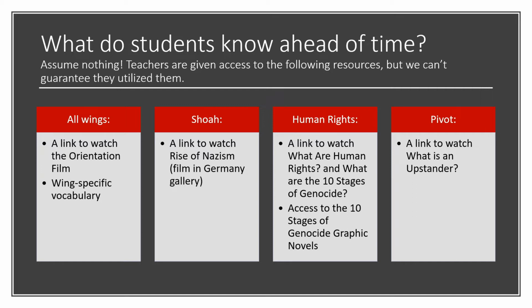And finally, in Pivot, teachers are given a link to watch the orientation film, they're given a link to the vocabulary, and they're also given a link to watch the What is an Upstander quick bite video presented by a museum educator. Again, teachers are given all these resources, and after the tour, they also have access to a number of discussion questions that they can use in the classroom, as well as post-tour resources and materials that they can use to take their tour one step further.